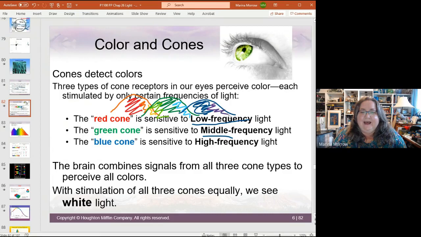So anyway, it's very useful. We have these three cones, and our brain combines the signals from the cones. So when you're looking at an object, the color you see is what your brain has processed and selected for you to see. It takes the signals in and selects a color. So if you get signals from all three cones equally, you will see white light.